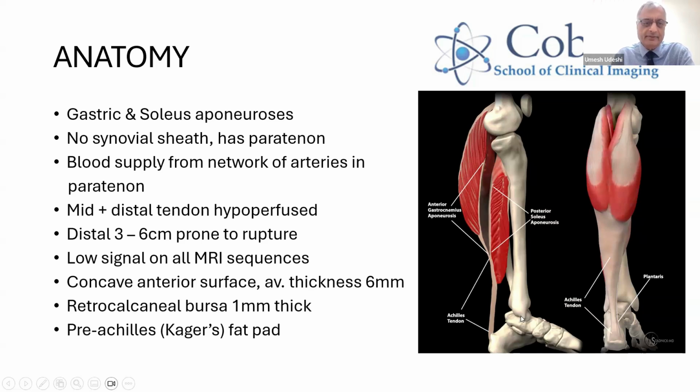If you do a cross-sectional image, you will see a concave anterior surface, and the average AP diameter or thickness of the tendon should be 6 millimeters. There is a retrocalcaneal bursa. I'll show you that in a diagram in a minute. That should be very thin. It has a sliver of fluid, only 1 millimeter AP diameter. And in front of the tendon, between the tendon itself and the tibia and fibula, the space is filled by a fat pad called Kager's fat pad.